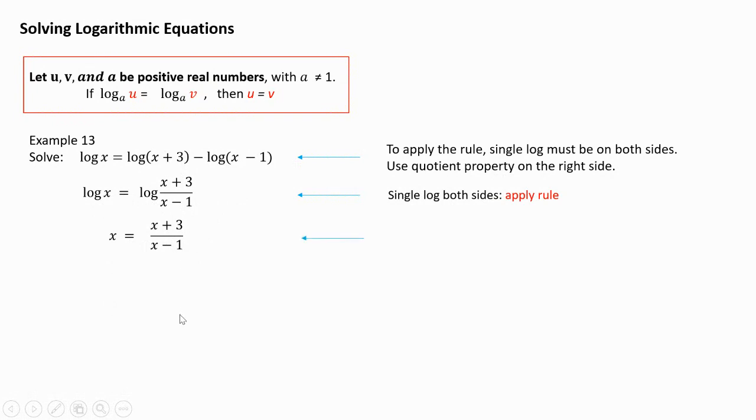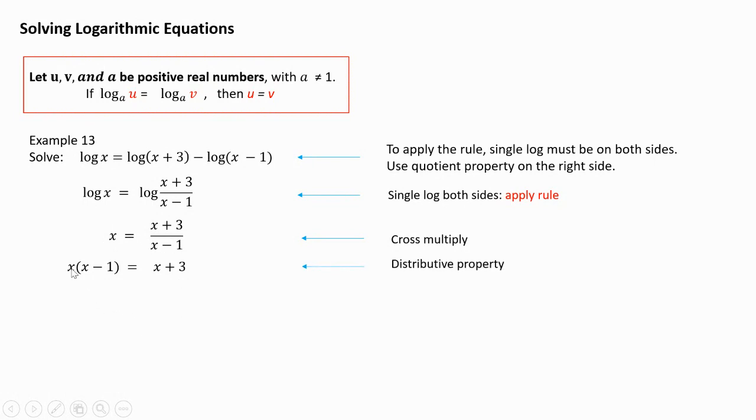Now here, you can do it two different ways. You can multiply everything by x minus 1 to cancel the denominator, or you can cross multiply. I believe here I cross multiply, because there's a 1 on the bottom. So it will be x times x minus 1 must equal 1 times x plus 3.